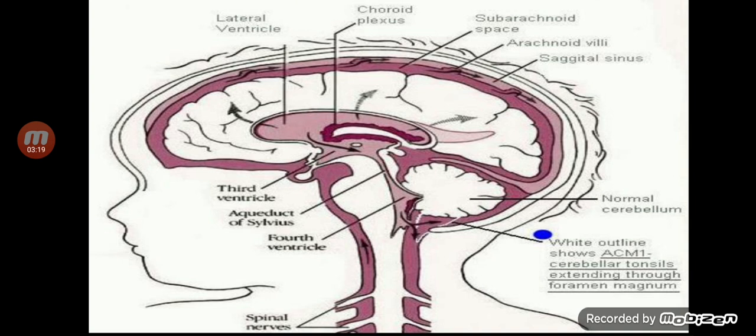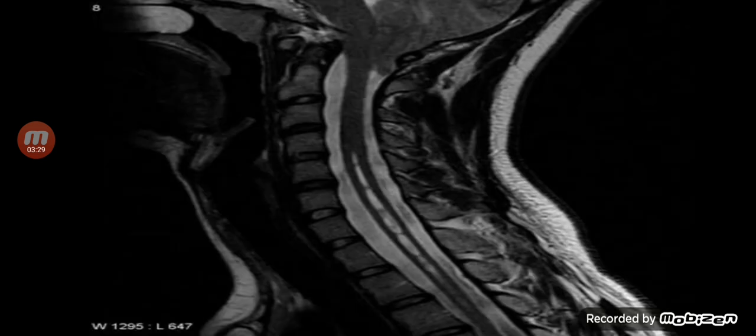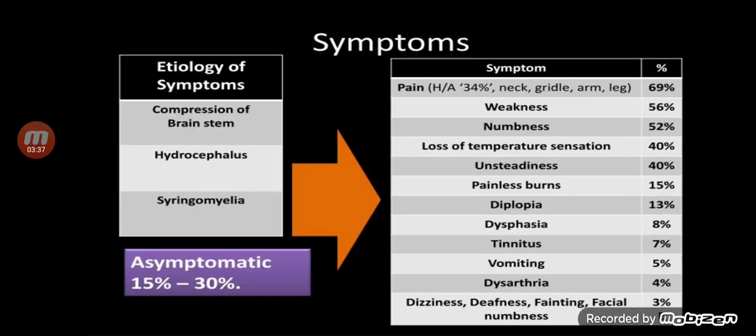This picture shows Arnold-Chiari malformation type 1, where there are cerebellar tonsils extending through the foramen magnum. This is an MRI view, showing the cerebellar tonsil being herniated through the foramen magnum. The etiology of the symptoms can range according to the pressure effects.